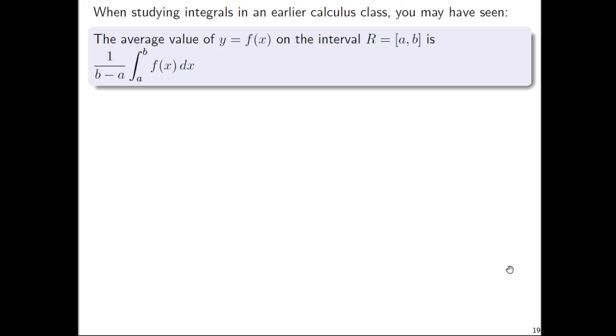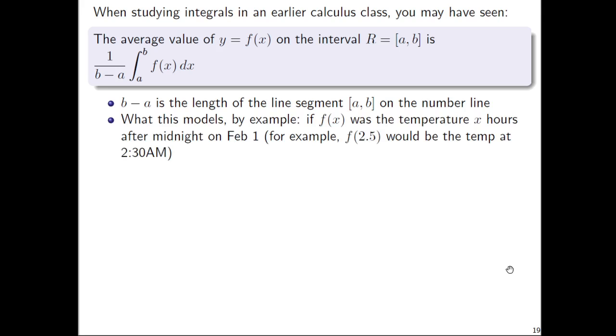Okay, when studying integrals in an earlier calculus class, you might have seen the average value formula. So the average value of a function over the interval a to b is 1 over b minus a times the integral a to b of f of x dx. That b minus a happens to be the length of the line segment AB on the number line.